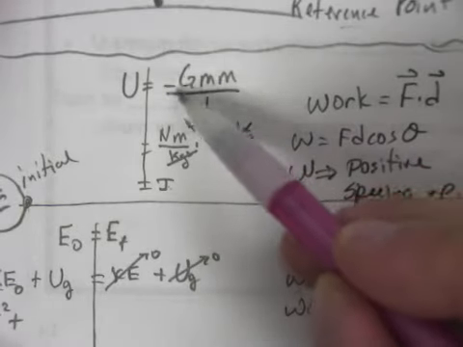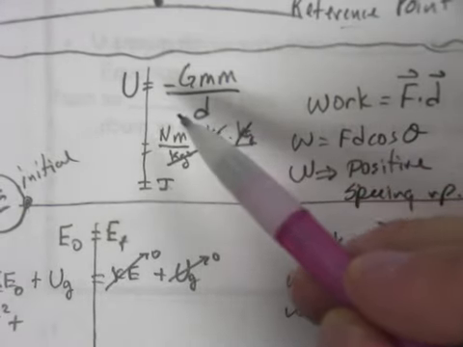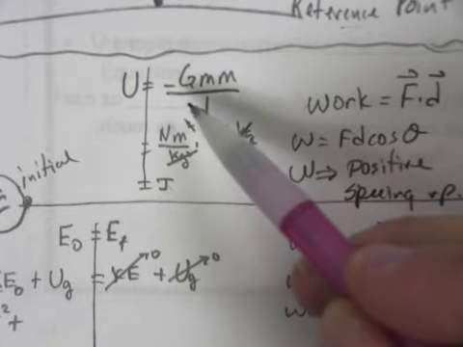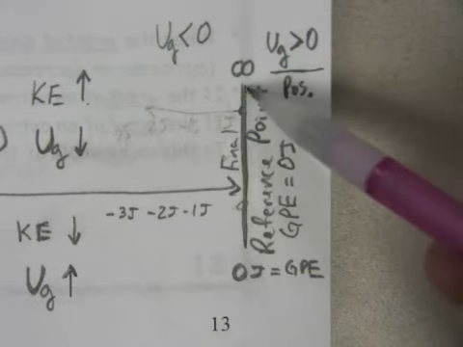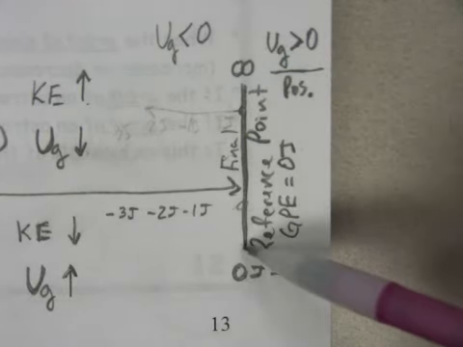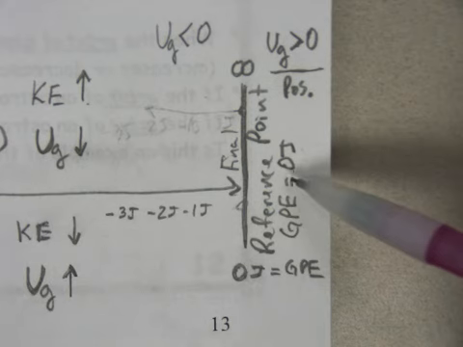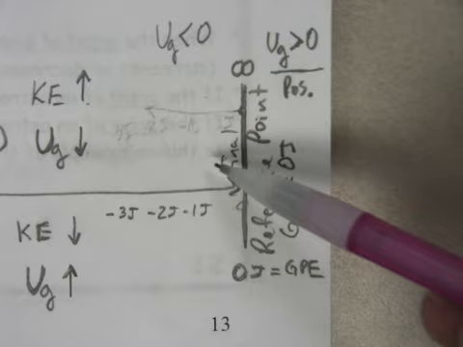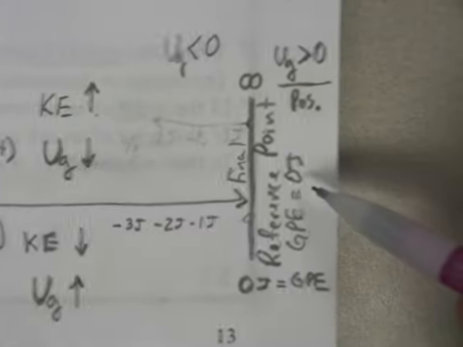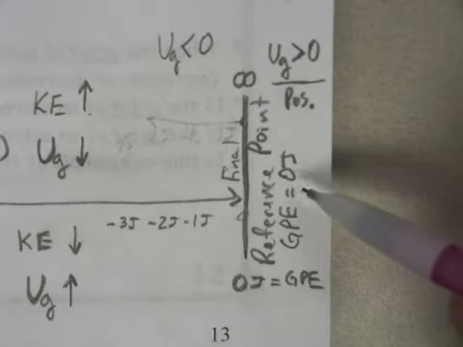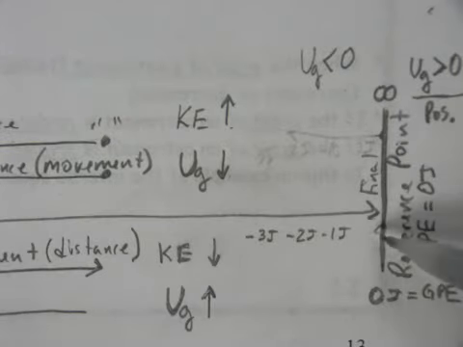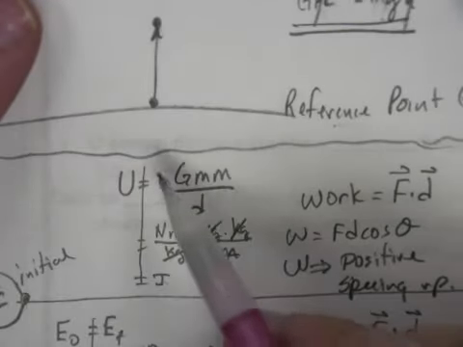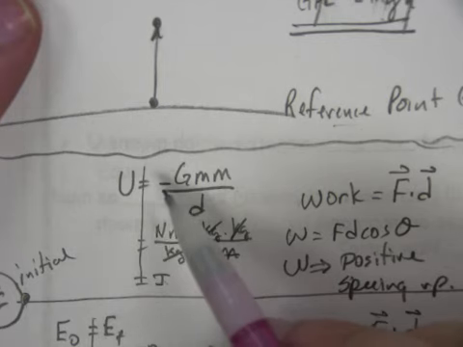Now the next thing I'm going to talk about is this negative. Why is the gravitational potential energy in this particular equation negative? Well, it all goes back to how we defined where the reference point is. The reference point we said was all the way out at infinity. Anything beyond infinity is going to be positive. Anything on this side of infinity is going to be negative. So since we can't get beyond infinity, and we can't really get to infinity, then the gravitational potential energy is defined as negative. That's why this guy is negative.